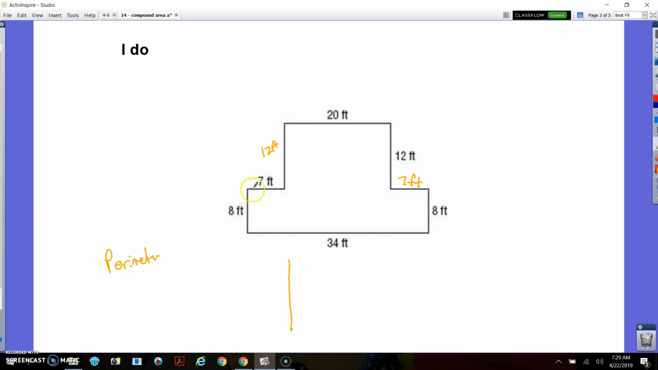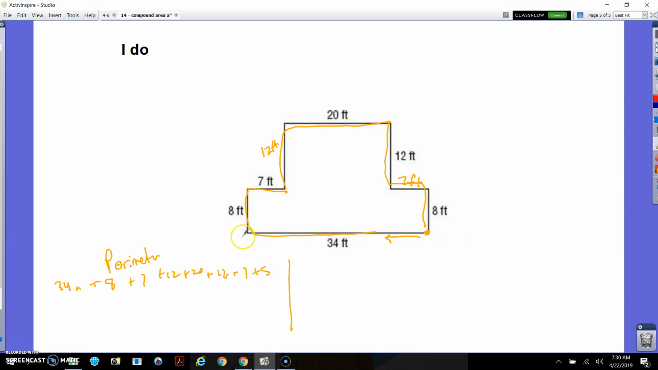Remember, perimeter is the distance around, so really all I'm going to do is just add all of these sides up. Easy enough, right? I'm going to pick a starting point. If there's a really long side, I usually like to do it first, though there's no reason you have to. So I'm going to start here and go around. I just got to make sure I get every side. So it's 34 plus 8 plus 7 plus 12 plus 20 plus 12 plus 7 plus 8. And that many feet is the distance around.